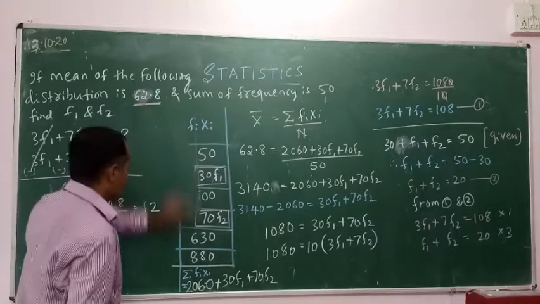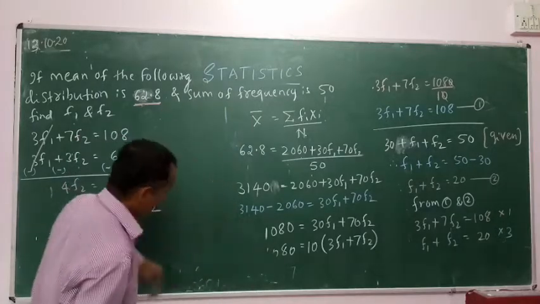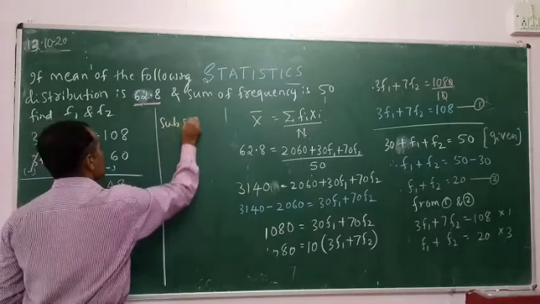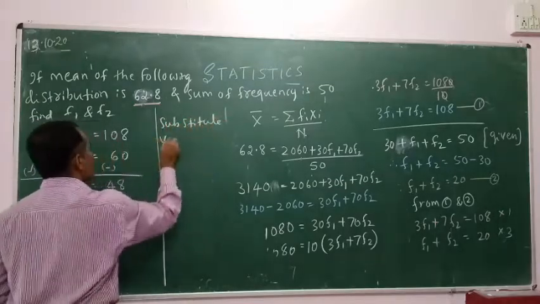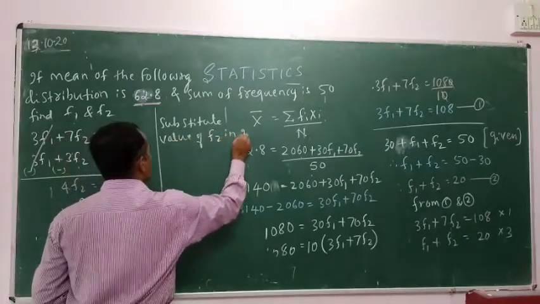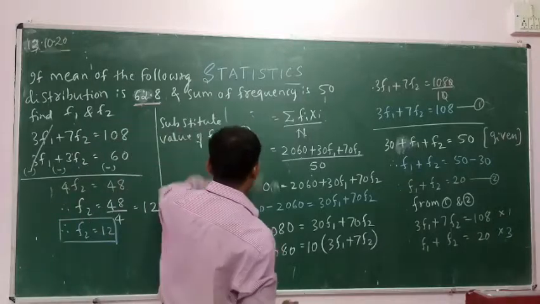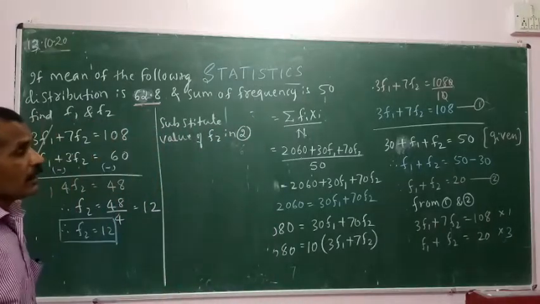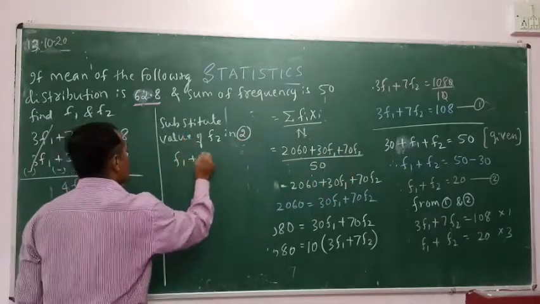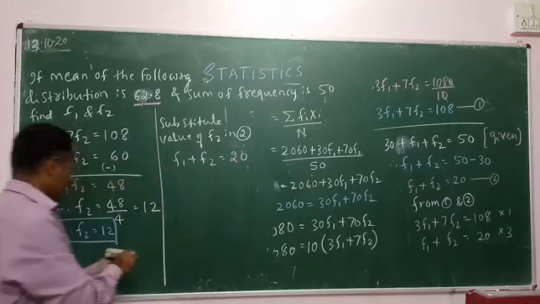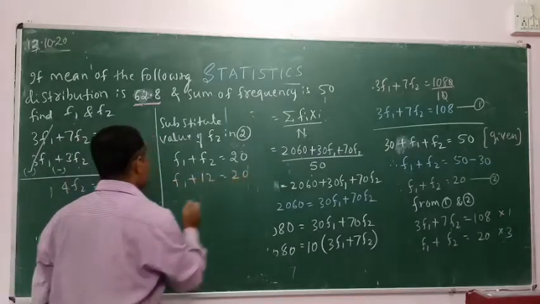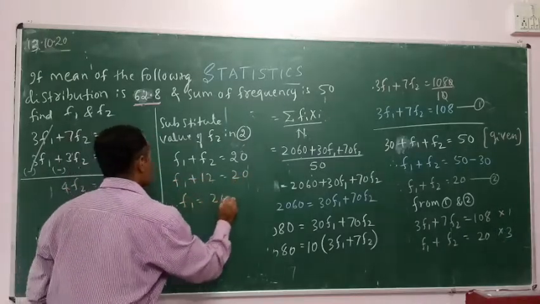What can I do now? Substitute the value of F2 in equation number 1 or 2. I will substitute in equation number 2. What does equation number 2 say? F1 plus F2 is equal to 20. F2 is 12, so F1 plus 12 is equal to 20. Therefore, F1 is equal to 20 minus 12.